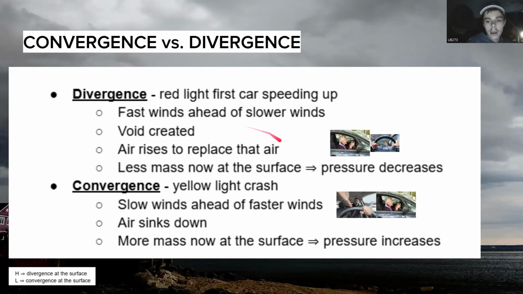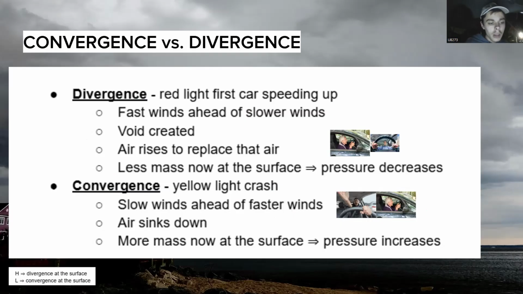Convergence is the other way around. It would be something like a yellow light crash. It's like a slow grandma, but then there's a fast guy behind. What? Oh, crashes into the back of the grandma. They converge. And what's going to happen there? Now air is going to be pushed down. It's like, ooh, because of the collision or whatever. And so now there's going to be more mass added to the surface, so pressure increases. So that means that with convergence, there's going to be a pressure increase, divergence, a pressure decrease.